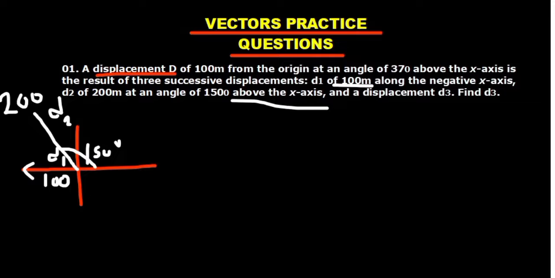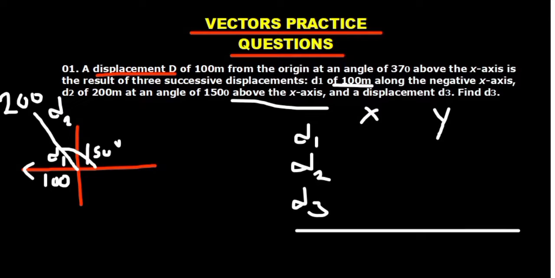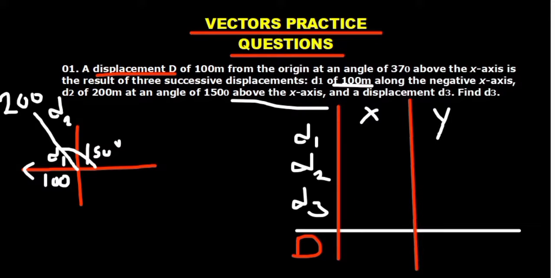So let's try to come up with a table that is going to help us. We need to resolve the given vectors into their x and y components. So the first vector we have is D1. We also have D2 and D3. Then after adding these, what we are coming up with is the resultant D itself. So we indicate our D there. This is our table, that is our x, and that is our y.